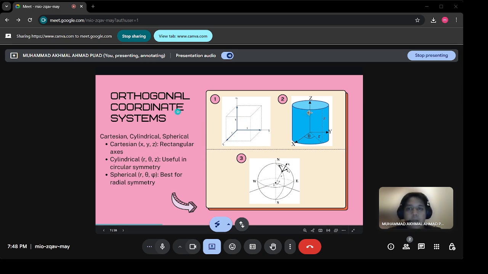So for the orthogonal coordinate system, there are three coordinate systems. For the first one, we have Cartesian XYZ for rectangular axes. Number two is cylindrical, and number three is spherical.